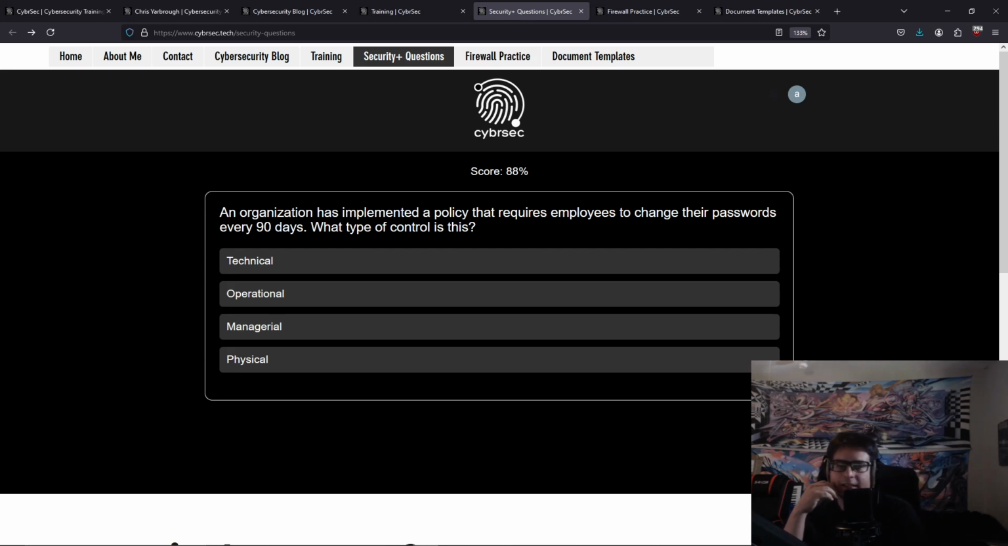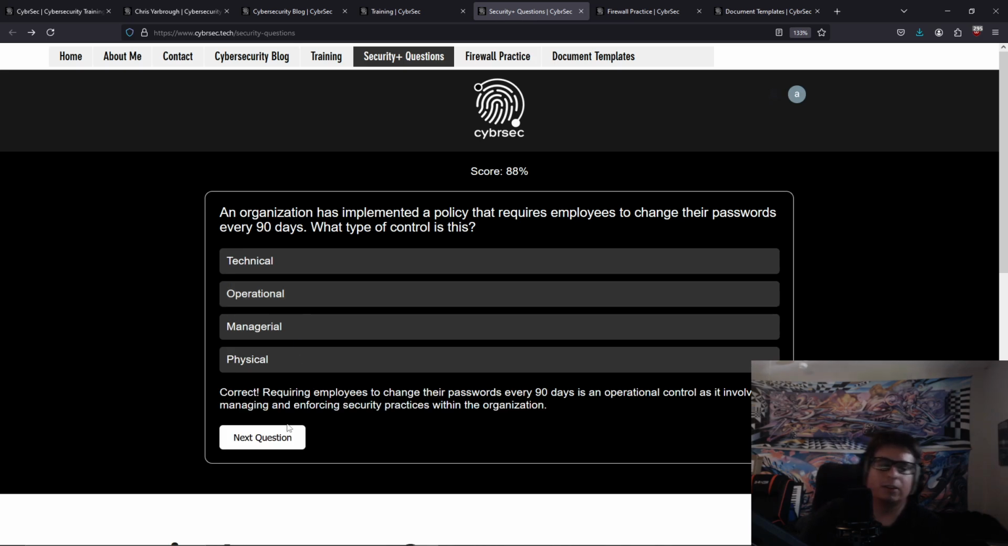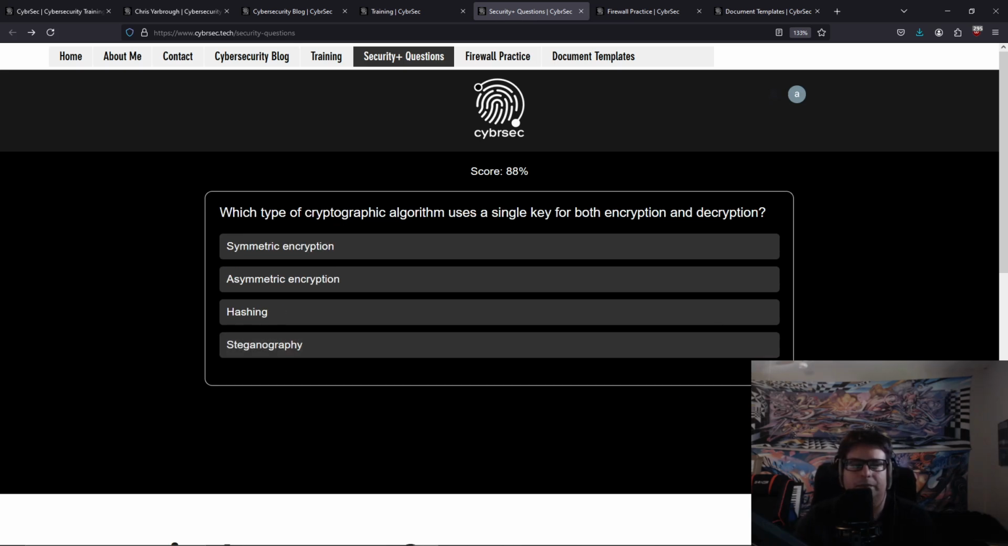An organization has implemented a policy that requires employees to change their passwords every 90 days. So that's going to be either operational or managerial. A policy. Managerial. Operational? Yeah. Requiring employees to change their passwords is an operational control.